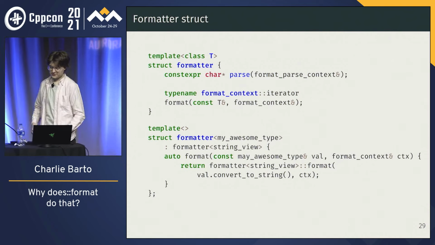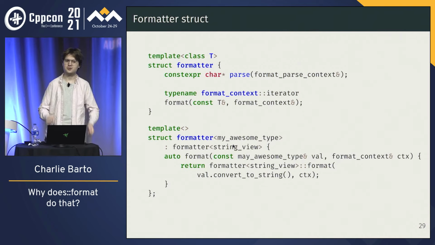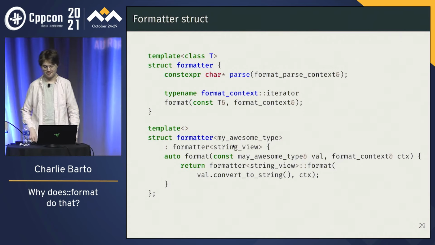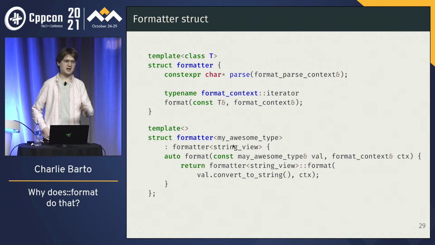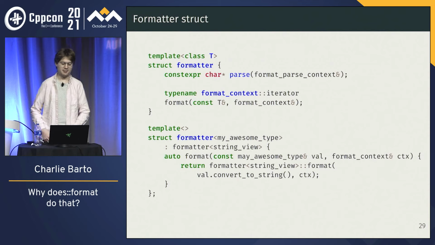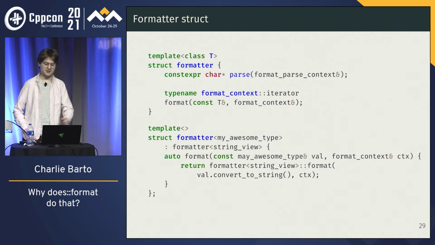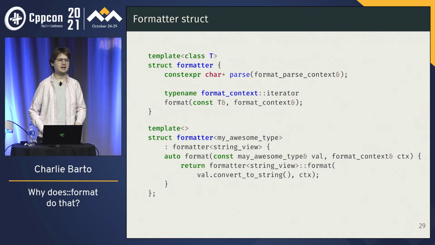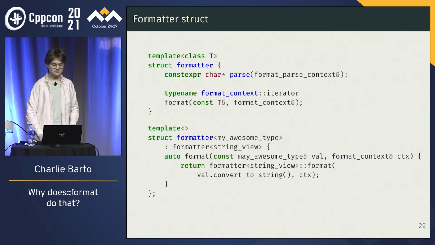So here you can see this is kind of the prototypical example. You just inherit from one of the standard ones. And the standard one already has parse, so that's out of the way, it's done, you've implemented that. And then you just implement format, and you just call format from your base class. Easy enough.